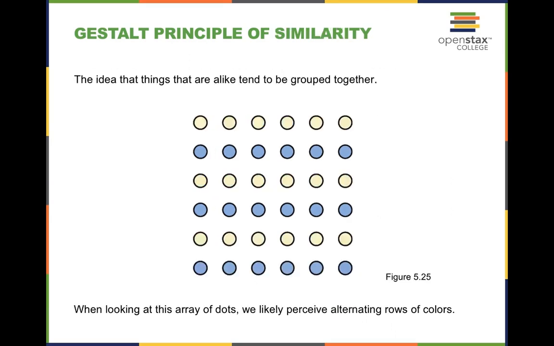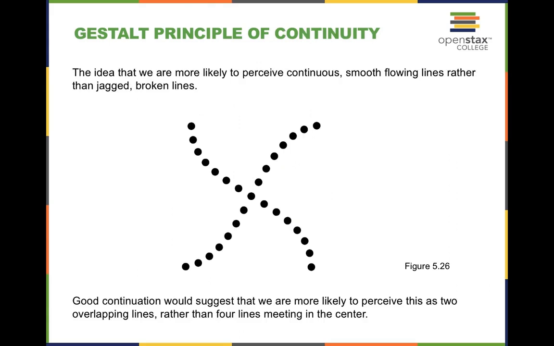Moving forward, we also tend to group things based on similarity. This is why, instead of looking like a square of circles as in figure A on the previous slide, this looks like alternating rows of circles that are tan and light blue. Next is the Gestalt principle of continuity. We tend to look at a figure like this and say that it's smooth flowing lines rather than just jagged broken lines that are meeting at the center.